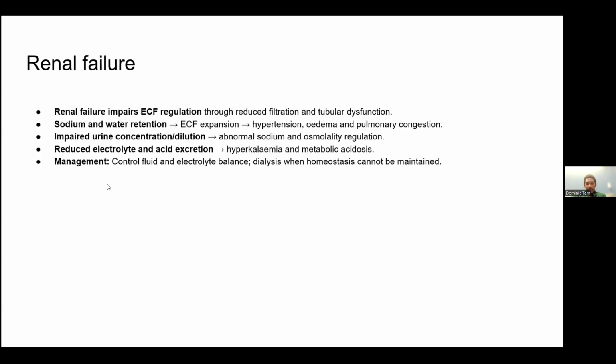Renal failure disrupts the normal extracellular fluid homeostasis because the kidneys are unable to regulate water balance, sodium concentration, and electrolyte levels. Reduced glomerular filtration and impaired sodium excretion lead to sodium and water retention, causing expansion of the extracellular fluid compartment with hypertension, peripheral edema, pulmonary edema, and congestive cardiac failure.